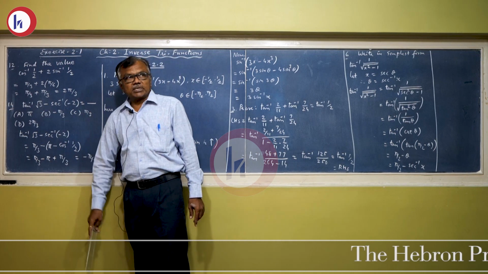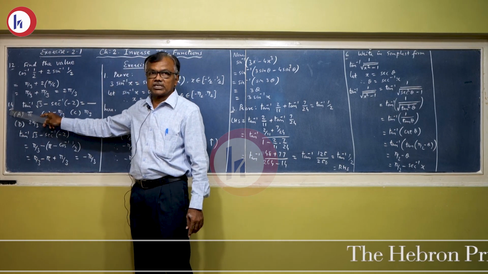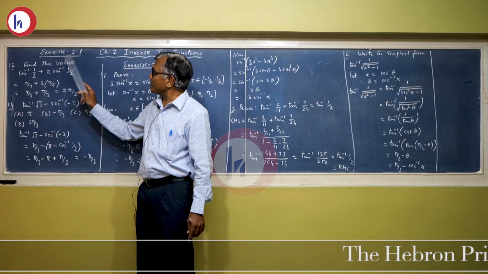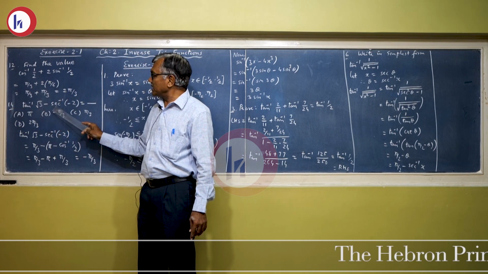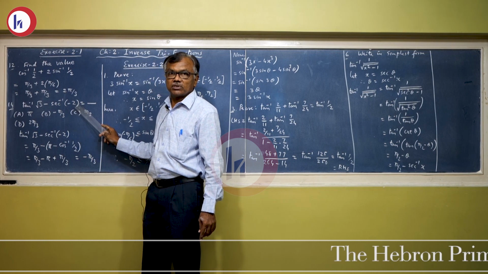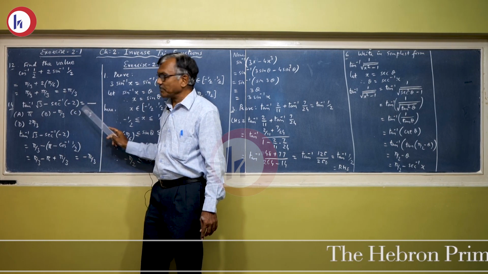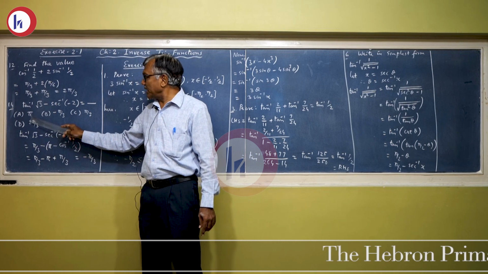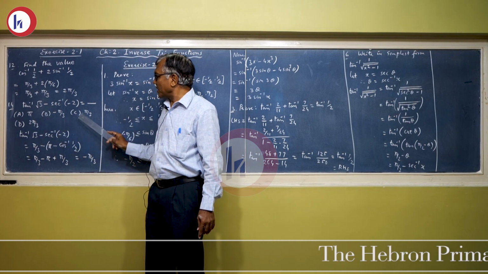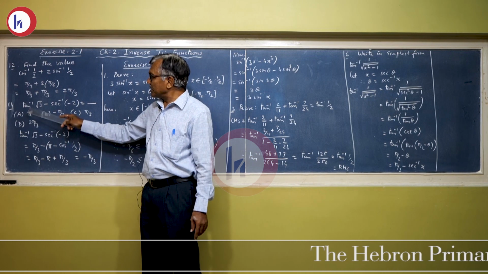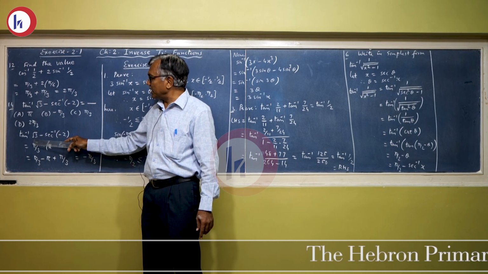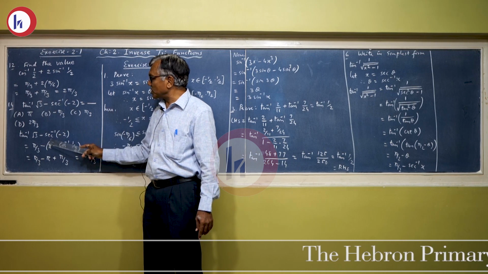Let us see one more example. The 14th example in the textbook exercise 2.1: tan inverse root 3 minus sec inverse minus 2 equals, fill in the blank. Options given are pi, minus pi by 3, pi by 3, 2 pi by 3. Let us see this: tan inverse root 3 minus sec inverse minus 2.